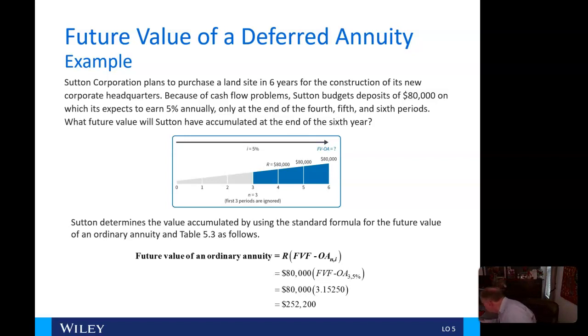So here's 5%. And as you see on table 5.3, that factor of 3.15250. And so we multiply that through and we get $252,200. Okay.